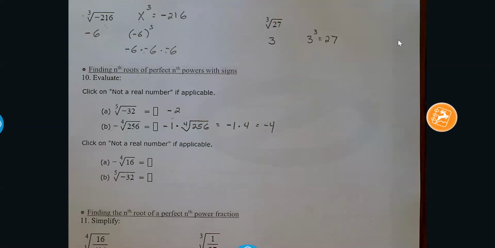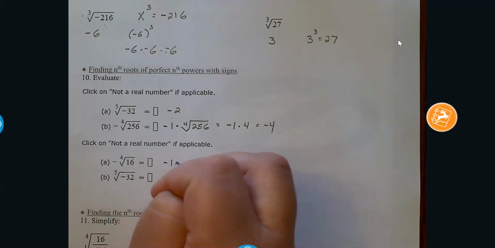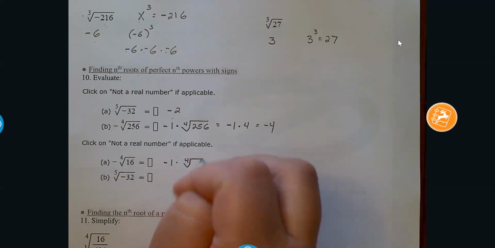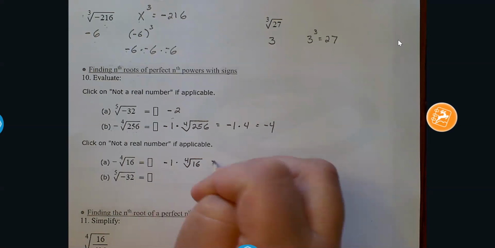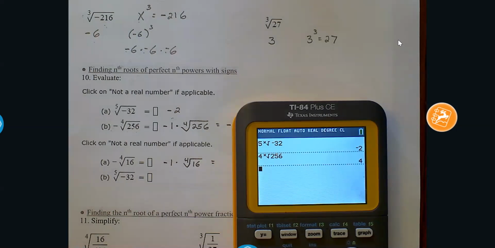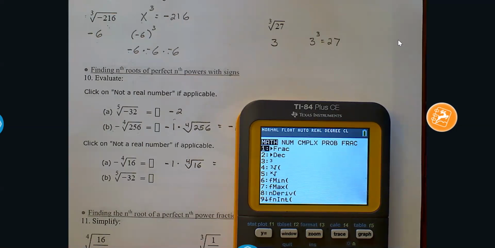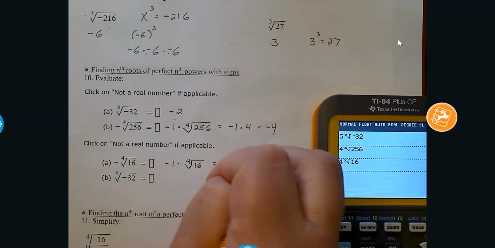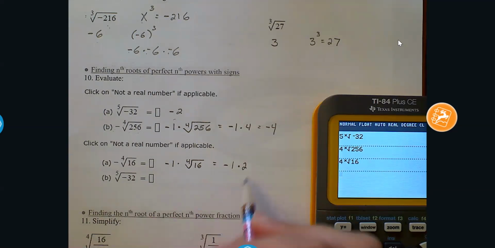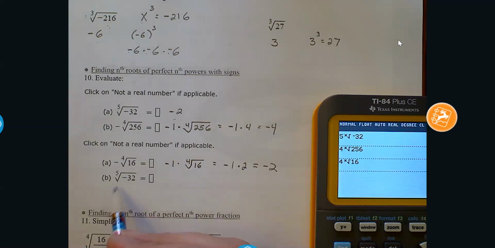Next, we have negative fourth root of 16. That would be -1 times the fourth root of 16. And the fourth root of 16, so 4, math, option number 5 of 16 would be 2. So this is -1 times 2, which is -2. And then we have the fifth root of -32.